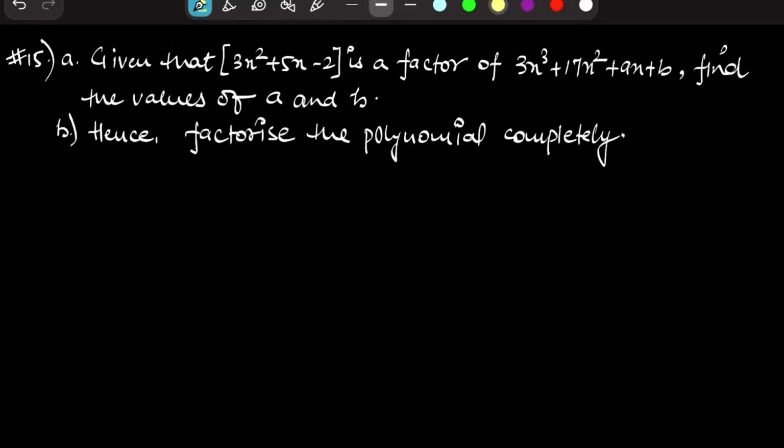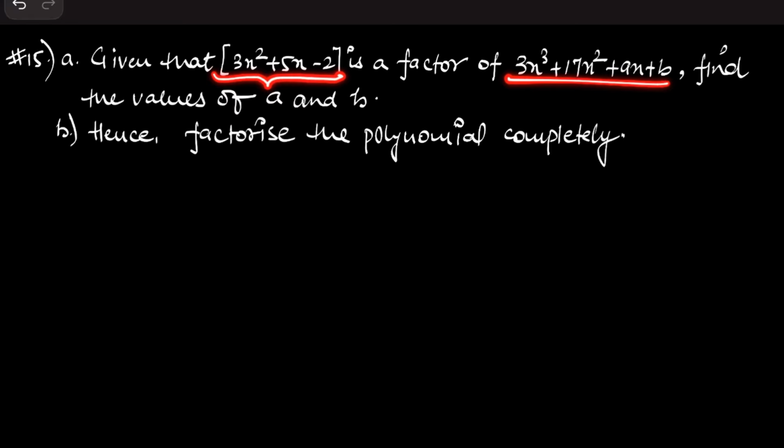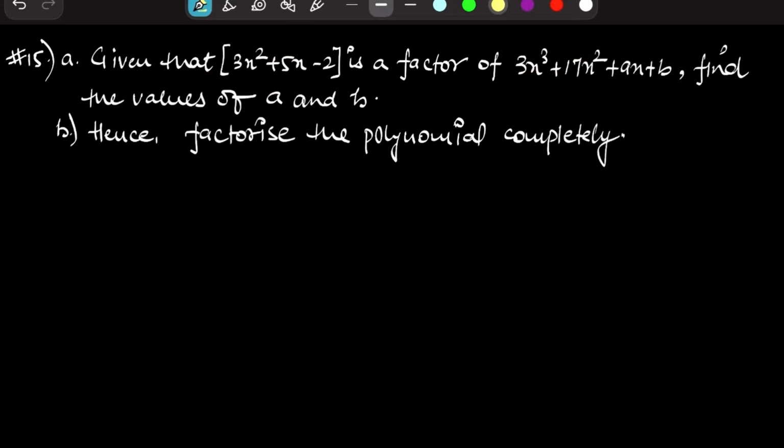So since the given polynomial 3x square plus 5x minus 2 is already a factor of this, obviously when I factorize it, its factors will be the zeros of the given polynomial. So let's quickly factorize first of all the divisor. Let's move on with the solution part of it. Our divisor is 3x square plus 5x minus 2. So we will factorize this.